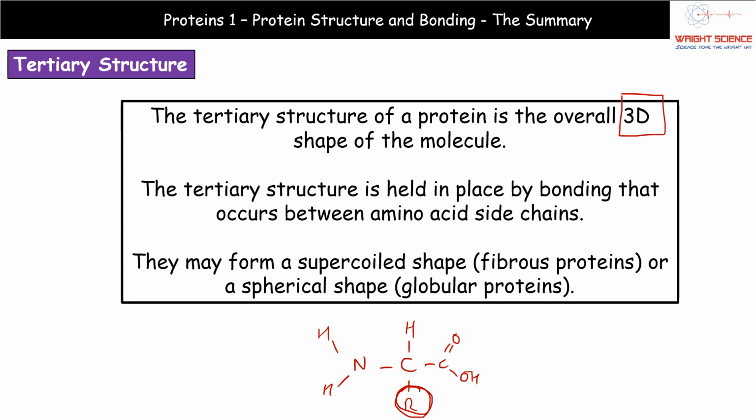They can form a supercoiled shape, and these are what we find in our fibrous proteins, or they'll make a spherical shape. And this is what we see within the globular proteins. And we'll look at fibrous and globular proteins in more detail in another video.